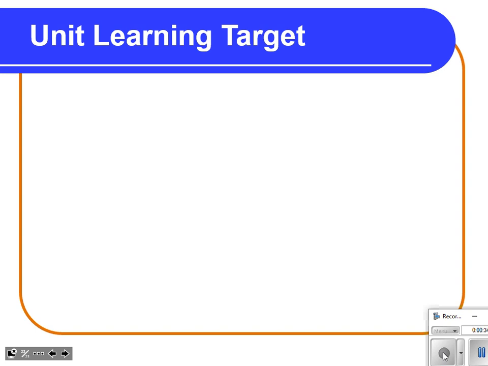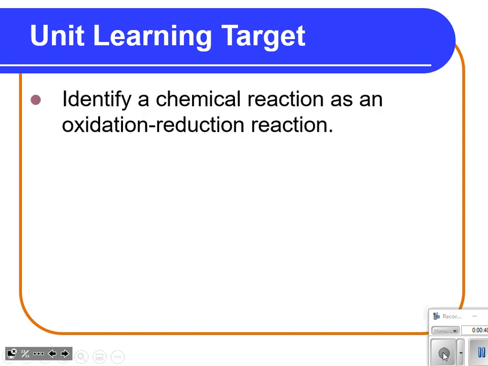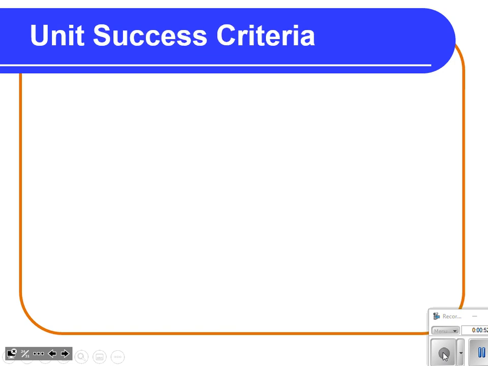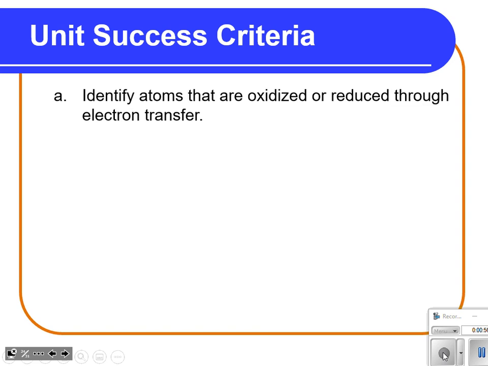Our learning target for today's lesson is to identify a chemical reaction as an oxidation reduction reaction. We're going to identify it, and the success criteria to help us do that is we're going to identify atoms that are oxidized or reduced through electron transfer.